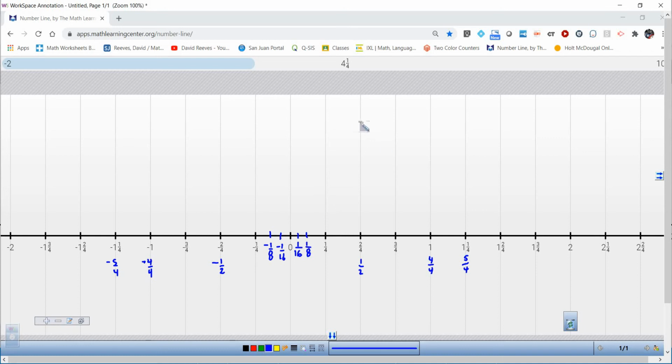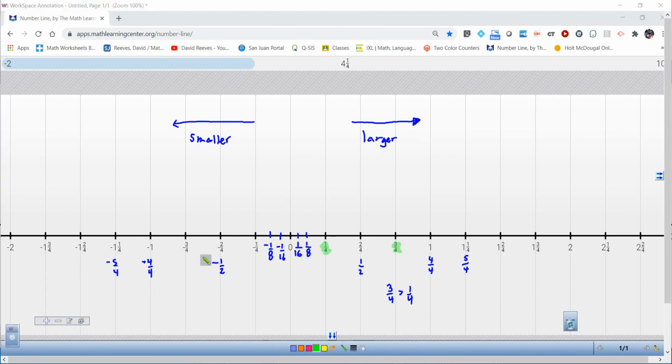Now, just a reminder, the further you go to the right on the number line, the numbers get larger, and the further you go to the left, the numbers get smaller. This can cause some confusion when you're comparing fractions. For example, if I asked you to compare the fractions 1/4 and 3/4, and I said which one is larger? Well, 3/4 is larger than 1/4 because it is further to the right.